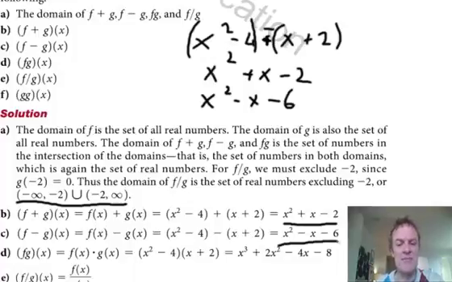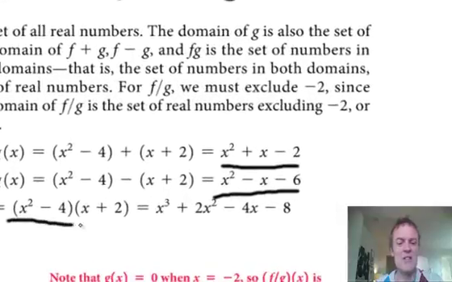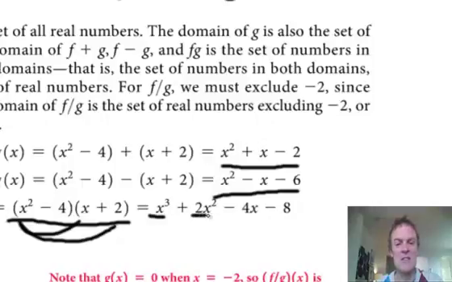Okay. Multiply them. Well, I'll let you run through that. When you multiply those two together, think about it. x squared times x is x cubed. x squared times 2 is 2x squared. Negative 4 times x is negative 4x, and negative 4 times 2 is negative 8. There we go. Good old FOIL, if you want to call it that.